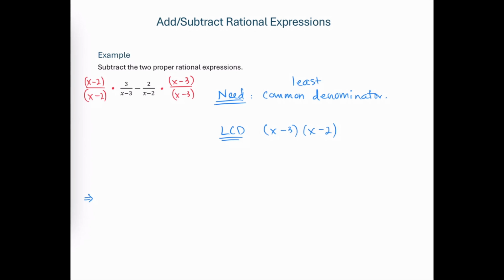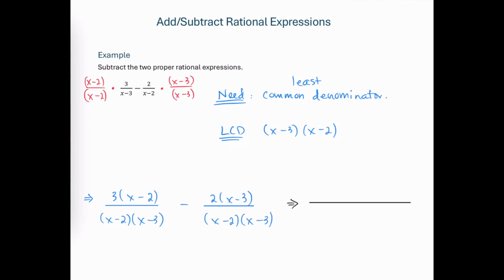So now we can rewrite the subtraction problem where the first fraction is going to be 3 times x minus 2 over the LCD of x minus 2 times x minus 3. And then from that we subtract 2 times x minus 3 over the LCD of x minus 2 times x minus 3. And since both rational expressions now contain the same denominator, we can combine these two over the same denominator where we're looking at a numerator that is now 3 times x minus 2 minus 2 times x minus 3.